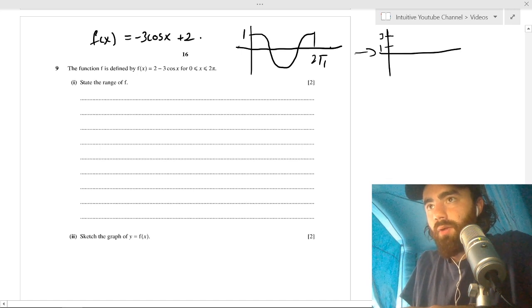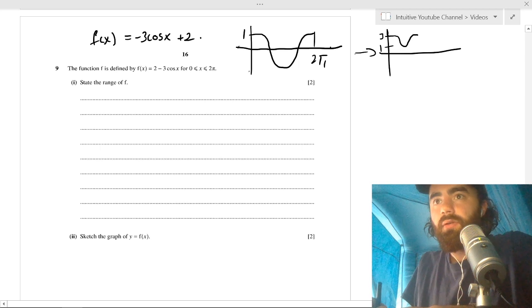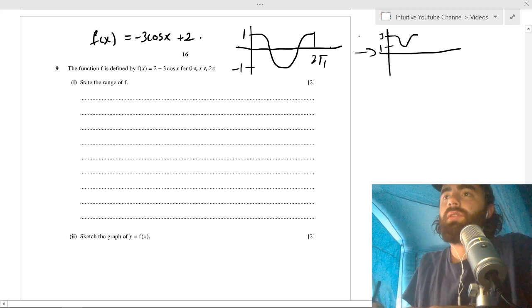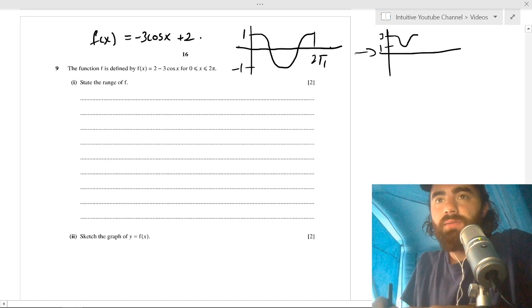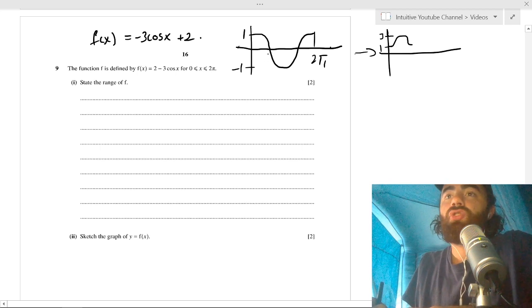It's between 3 and 1, so we have something that looks like this, right? Because it goes down to -1. We shift this up, this goes to 1, and we shift it up, it goes to 3. And then if we times by -3, the negative is going to flip it upside down, so we're going to get it like this now. And then times by 3 means the amplitude is going to be tripled.